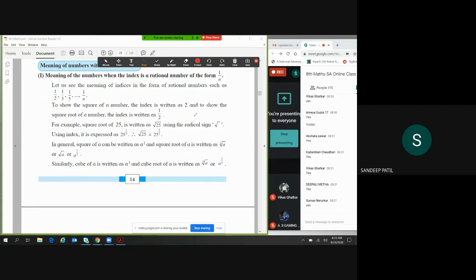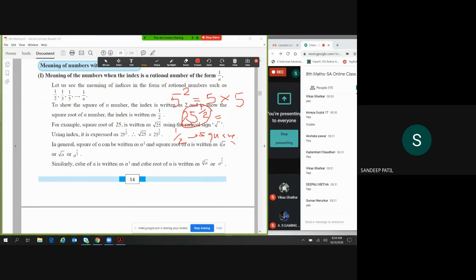We will try to see how it changes the meaning of indices. Till now, we were writing like 5 raised to 2, right? What we know is 5 into 5. But instead of that, if it is 5 raised to 1 by 2, what does it mean? Or 25. 25 is a right number because it is a perfect square. So let's see what is meant by 25 raised to 1 by 2. Generally it is written as the square root of 25. 25 raised to 1 by 2, what does it mean? 1 by 2 gives the square root. So if the index is 1 by 2, it means square root.